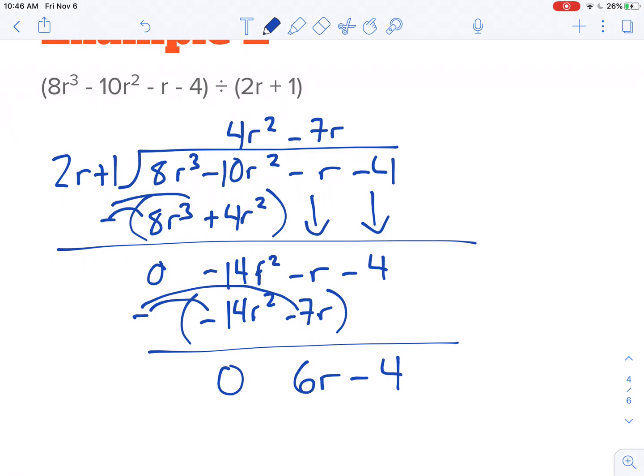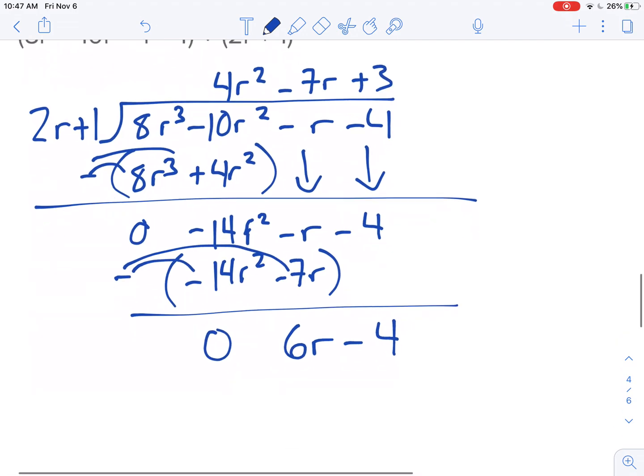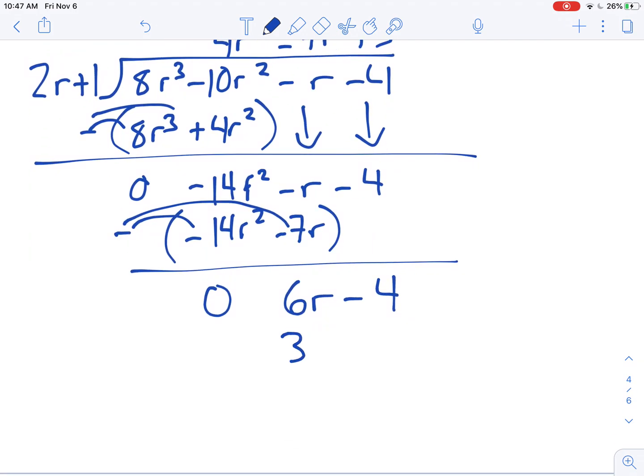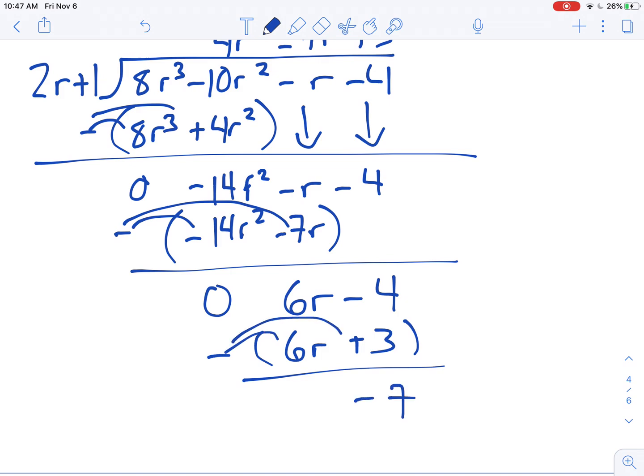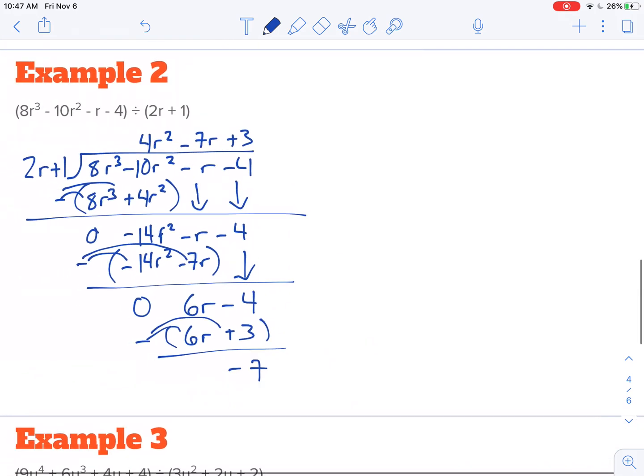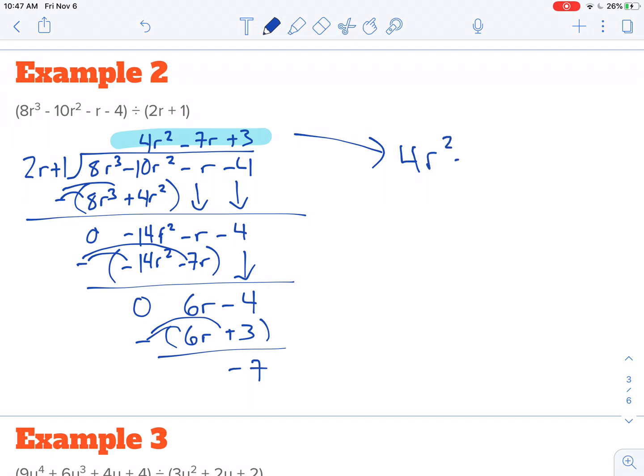Finally, I ask myself, what do I have to multiply 2r by to make it look like 6r? Well, that's just going to be positive 3. I end up with 6r plus 3. I'm going to subtract everything, and I'm left, as I distribute that negative, with negative 7. And now that I have a remainder of negative 7, I go through the process. I first take what's on top of my doghouse, and that becomes part of my answer. I get 4r squared minus 7r plus 3.